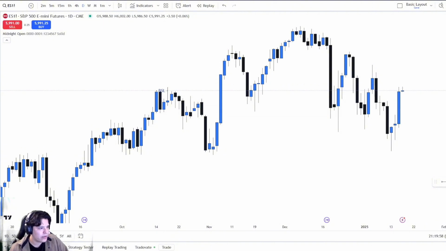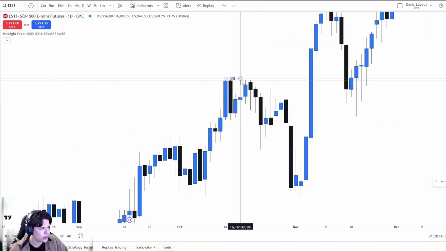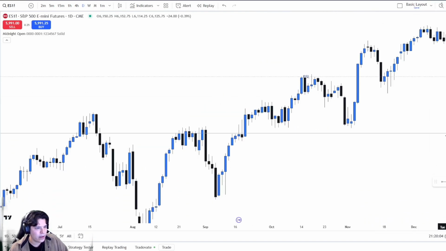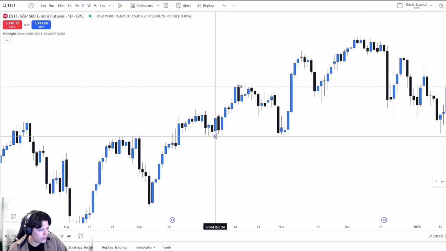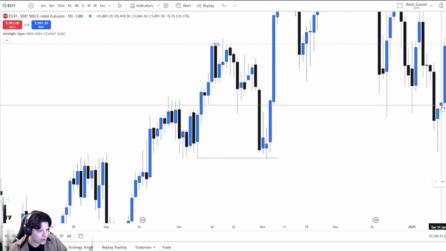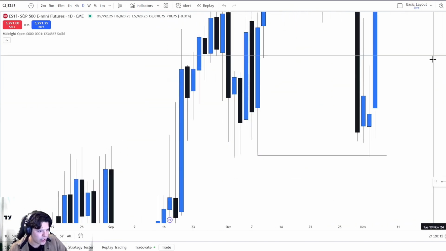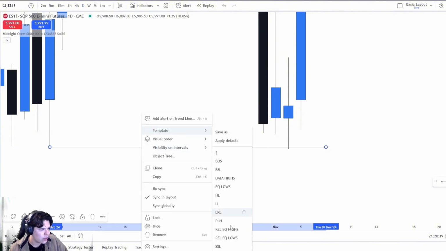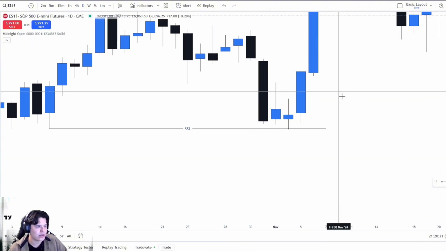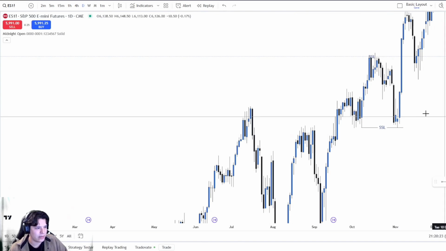So very small, but we do sweep this high with this candle and then we end up dropping. Right here, we have another subsequent low that ends up getting swept out. It's a very small wick, if I'm not mistaken. Yes, very small wick. But as we can see right here, we end up sweeping this as well on the daily.